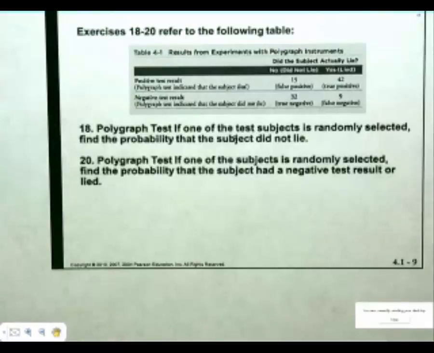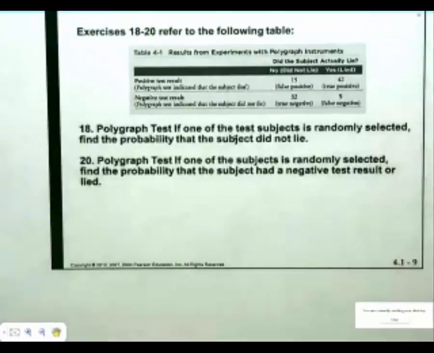If I say how many actually were lying, that's a whole column. It's not just these 42, not just this 9, but 51 who were actually lying and 47 who were not lying. So for any number on that table, you have to tell me in which of two categories that number belongs. Was the person telling the truth or lying? And then what did the polygraph say, true or false? You have to tell me both of those things.